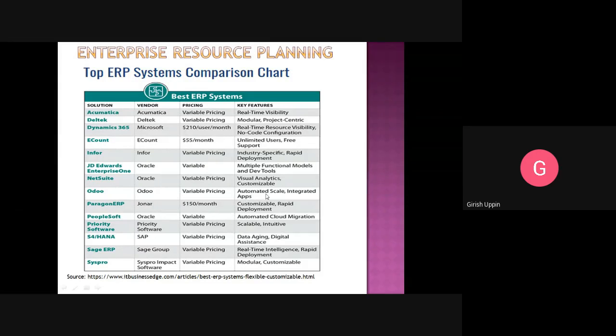Odoo, automated, scale, integrated apps, Paragon ERP, then PeopleSoft is also Oracle. Earlier PeopleSoft was a separate organization. It was taken over by Oracle, so they made it their product. This is automated cloud migration, then Priority Software, scalable, intuitive, S/4HANA, it is done by SAP, data aging, digital assistance, then Sage ERP, this is Sage Group, real-time intelligence, rapid deployment, SYSPRO, Impact Software, modular, customizable. So some of the things you saw is rapid deployment. One of the challenges for ERP systems is that implementation takes a lot of time. That is the biggest challenge for ERP systems.